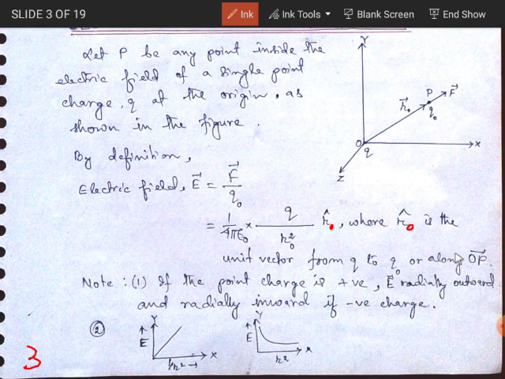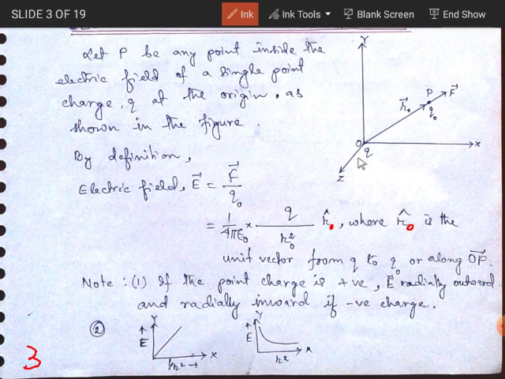Now what are to be noted? Let's see. In note number 1, if the point charge is positive, then E will be radially outward. Your electric field intensity will be radially outward. That means if this charge is positive, then it will be radially outward like this. Suppose if your test charge is brought here, then it will be radially outward along this direction like this. Got it? Yes. If it is negative, then it will be radially inward.